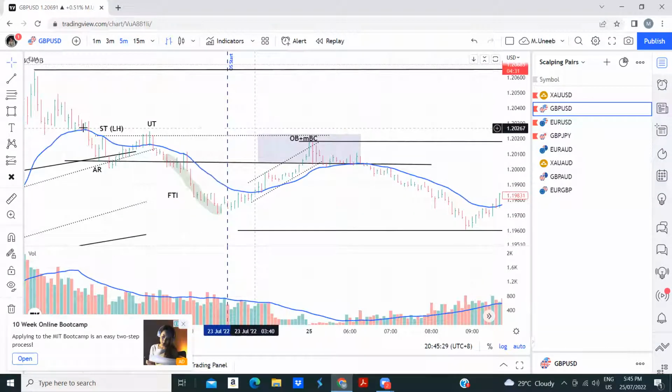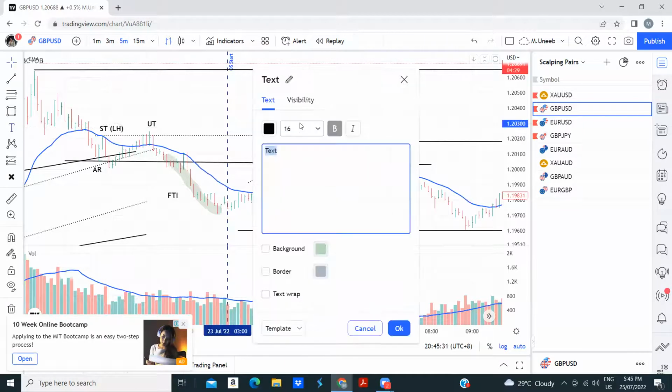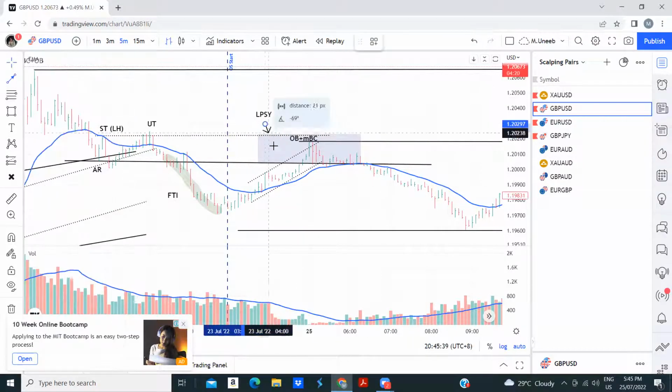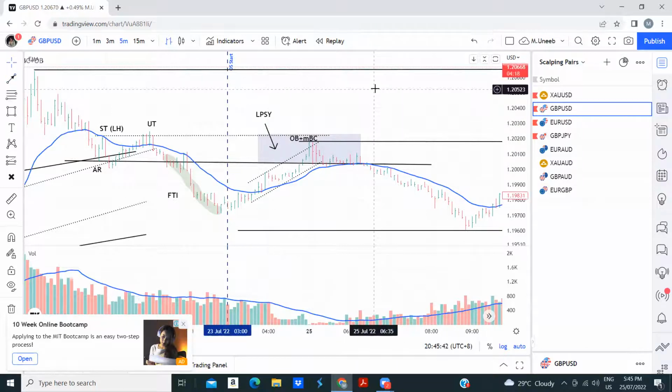What do we call this move? LPSY, last point of supply. Agree? So this whole region is the LPSY region because it's FTI. After FTI, there should be LPSY. So overbought and all of these come in the same direction, right?